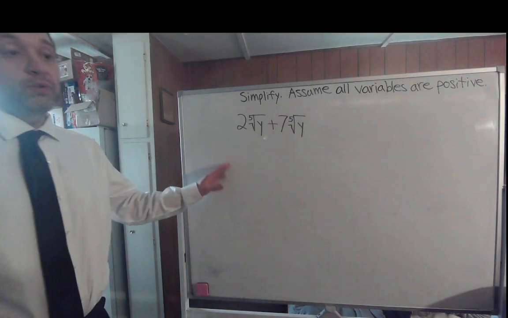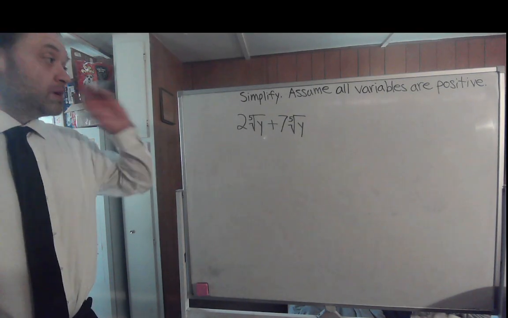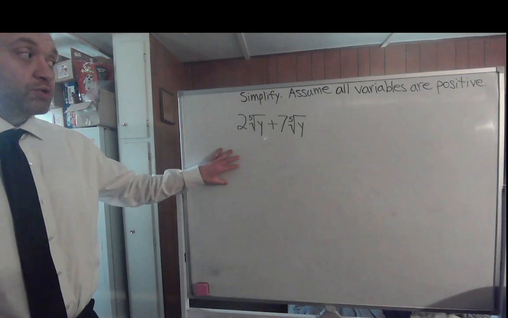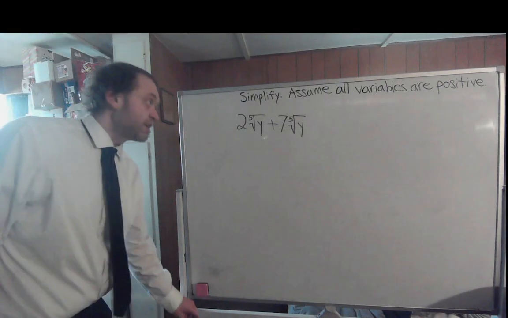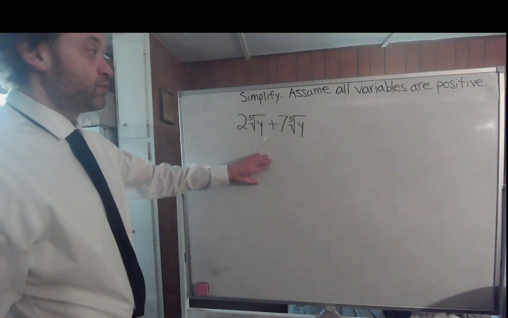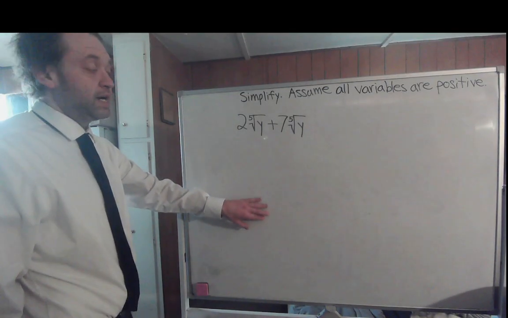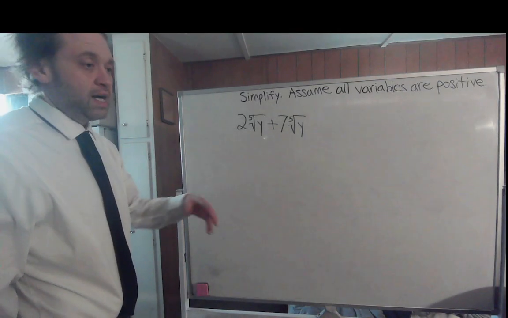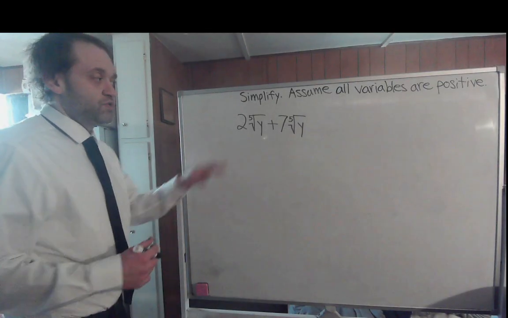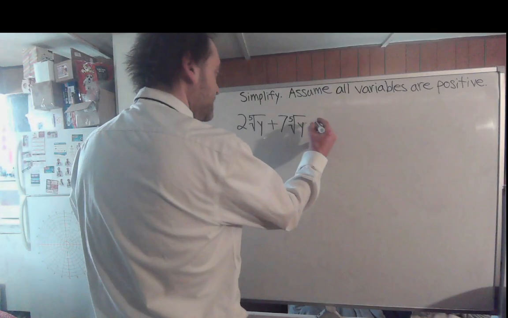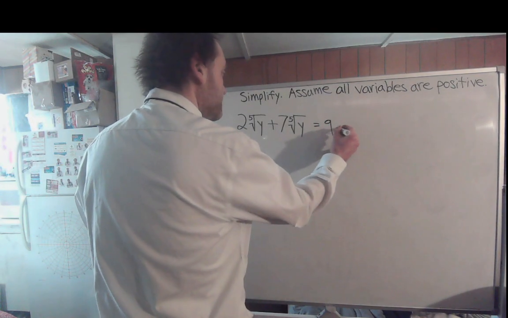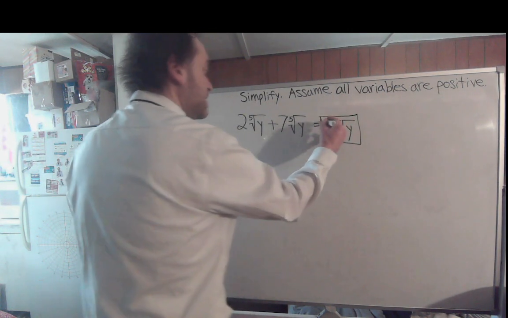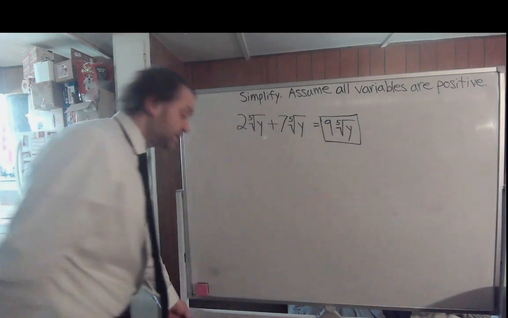So today we are going to talk about adding and subtracting operations with radical variable expressions. So a fairly straightforward one. We have 2 times the fifth root of y plus 7 times the fifth root of y. Same base, same root, so we can treat that fifth root of y like a normal variable. So just add the coefficients, you'll literally get 9 times the fifth root of y. And that would be your answer, 9 times the fifth root of y. Easy peasy lemon squeezy.